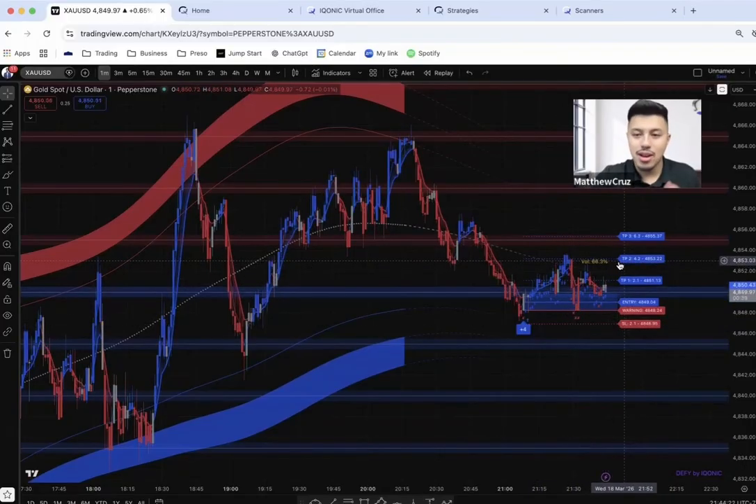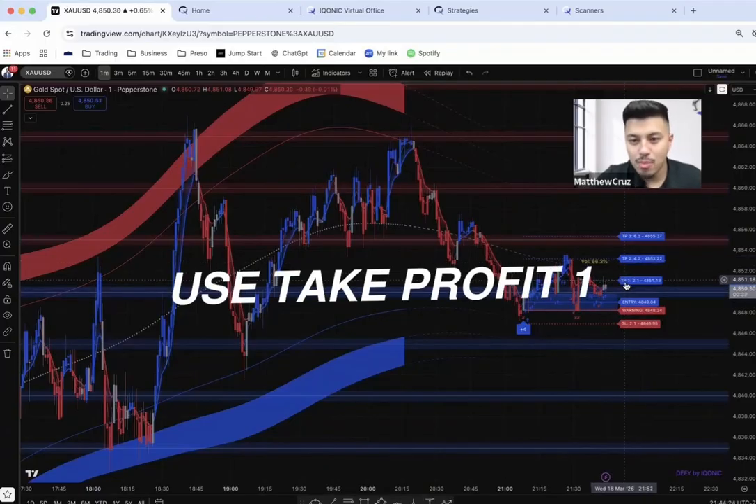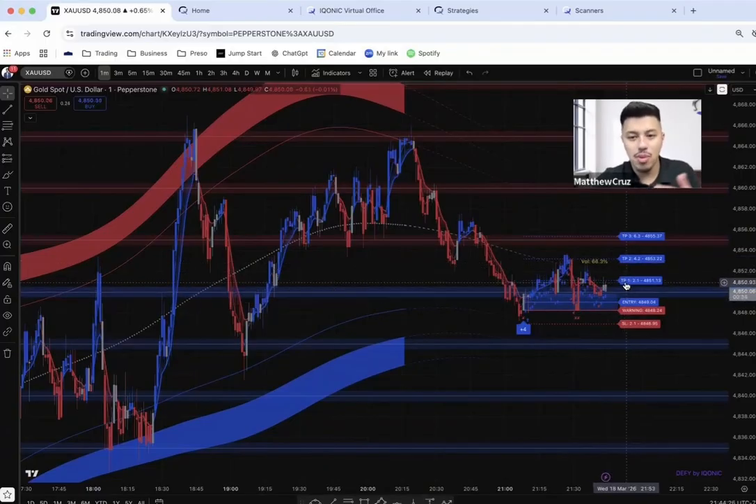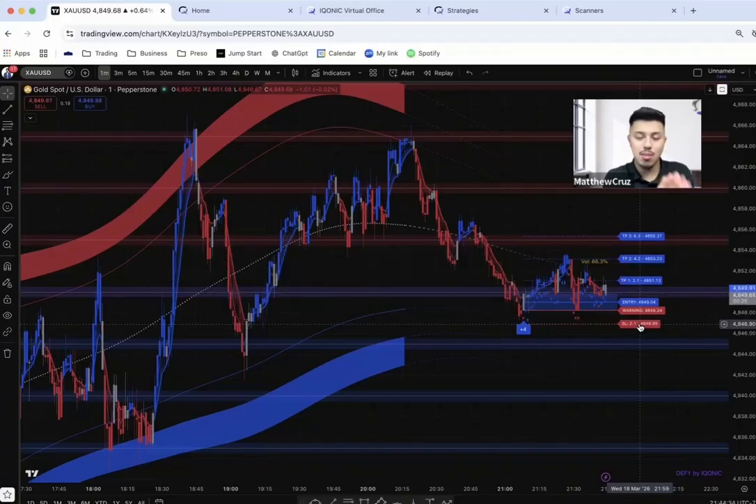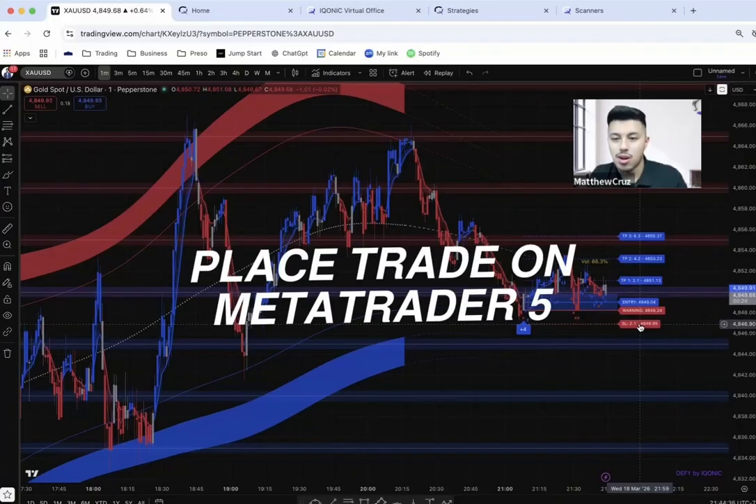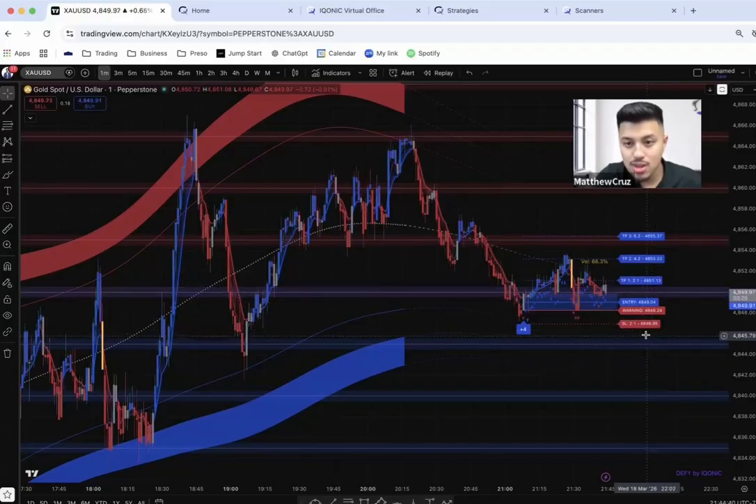Generally speaking, if you're brand new, you're going to just use take profit 1 because it's a little bit easier for a new person. So you would generally just use take profit 1, entry, your stop loss. These three numbers, these three prices, you would copy those numbers over to MetaTrader, and that's how simple it is to place a trade. You just copy those numbers over to MetaTrader.